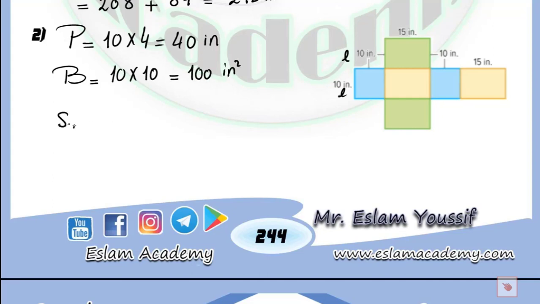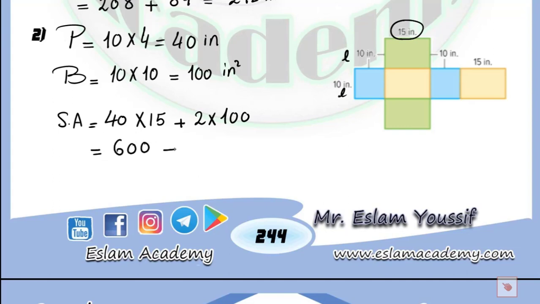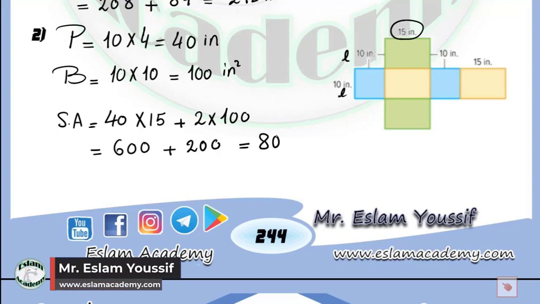Now we need to find the surface area. The surface area will be equal to the perimeter of the base multiplied by the height. We know that the height is equal to 15. So 40 multiplied by 15 plus 2 times the area of the base, which is 100. Multiplying 40 times 15 equals 600, plus 2 times 100 equals 200. By adding the two numbers, you will find that the answer is 800 square inches.